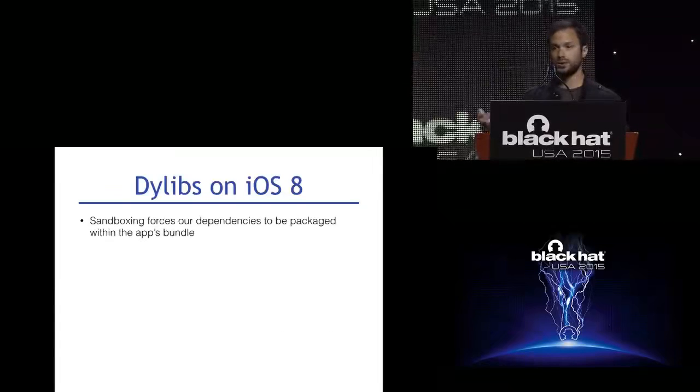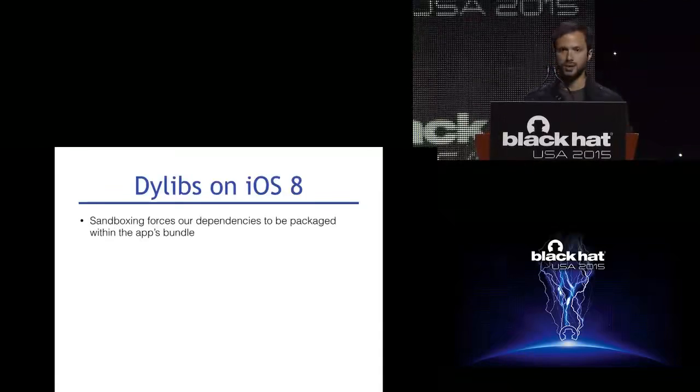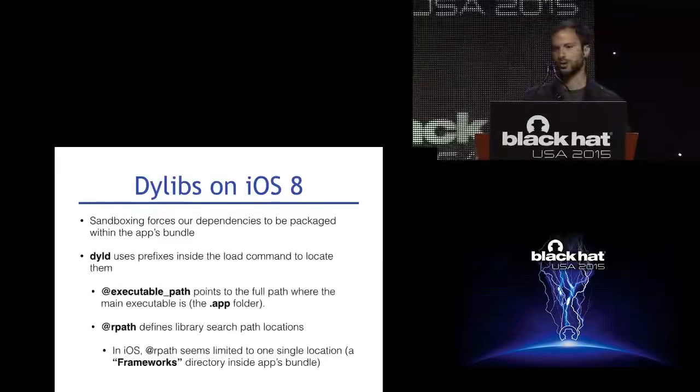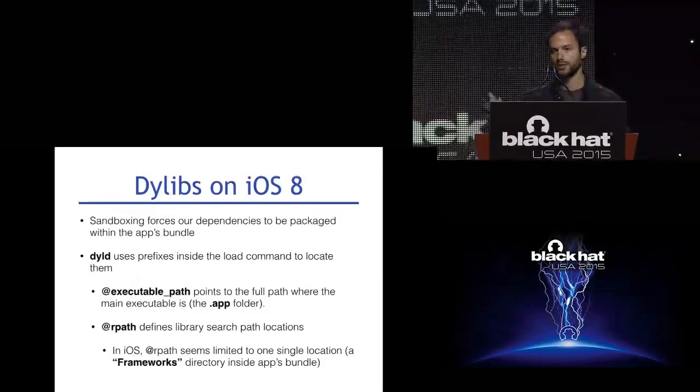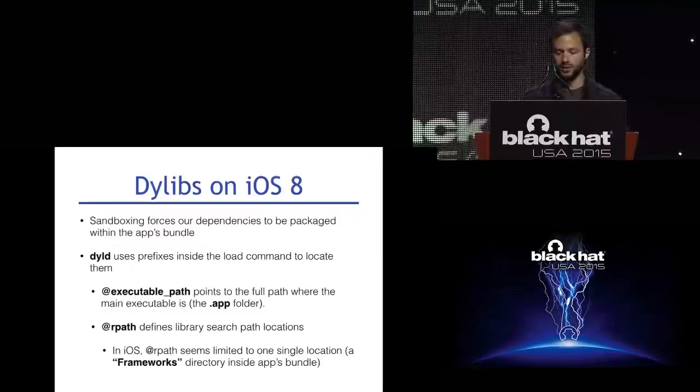And then, because we're in a sandbox environment, Xcode is going to package our dynamic libraries within the app's bundle. And the way dyld is going to find them is using a couple of prefixes in the load command structure. One of them is, for example, the executable path, which points to the full path in the app's folder within the device inside the sandbox. And then there's the rpath prefix that allows for multiple search path locations for libraries.